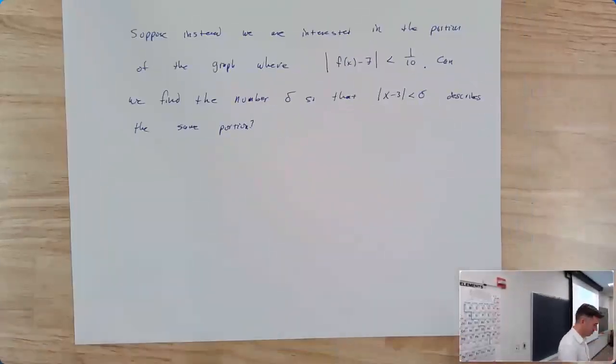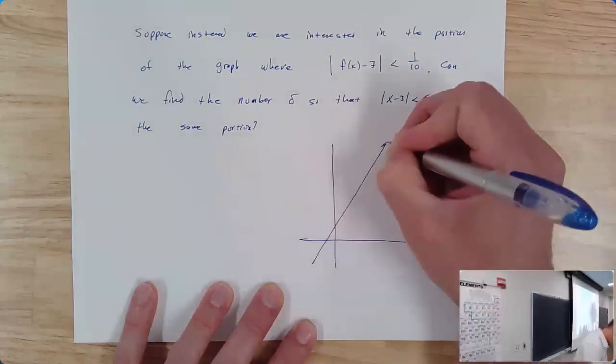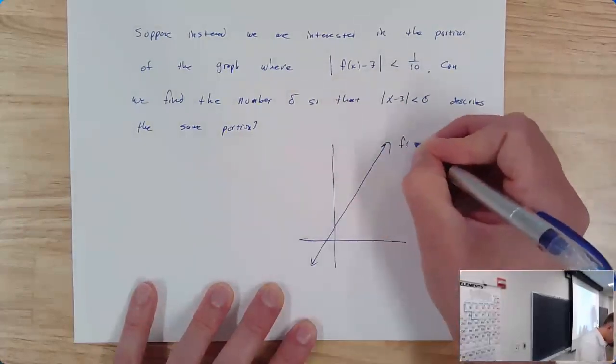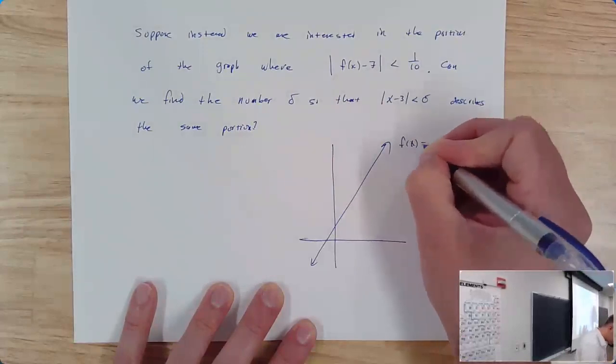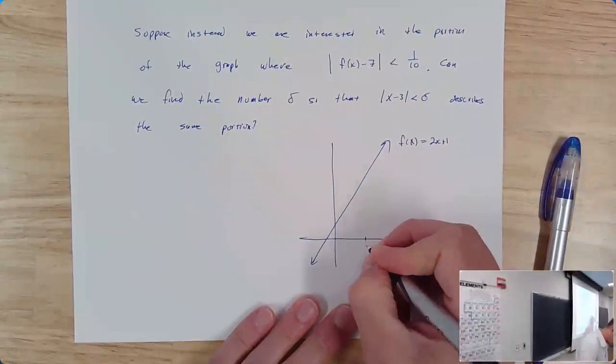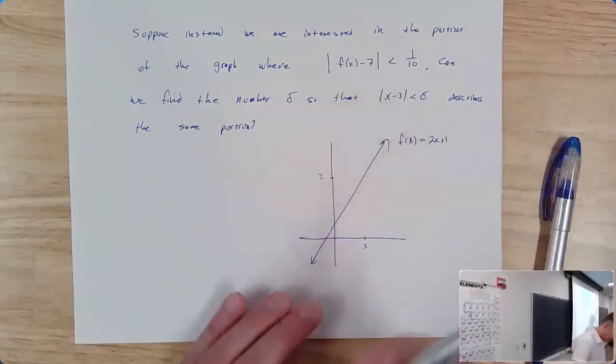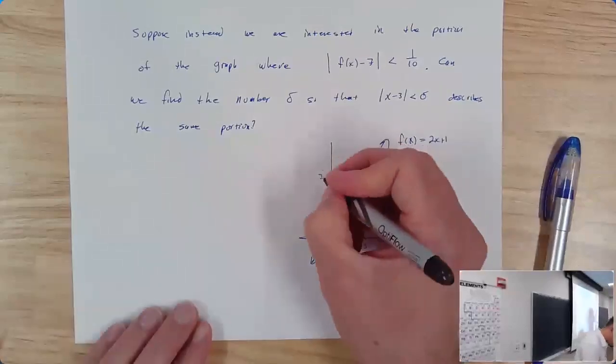So here's the picture. There's our function, f of x equals 2x plus 1. I'm just going to eyeball it here. There's the value 3, there's 7.